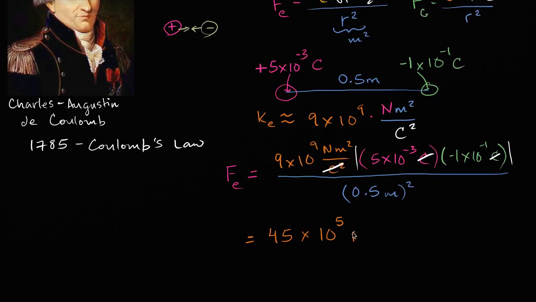And we're going to have Newton meter squared over 0.25 meter squared. These cancel. And so we are left with, well, if you divide by 0.25, that's the same thing as dividing by 1/4, which is the same thing as multiplying by 4. So if you multiply this times 4, 45 times 4 is 160 plus 20, which is equal to 180 times 10 to the 5th newtons. And if we wanted to write it in scientific notation, well, we could divide this by 100 and then multiply this by 100.